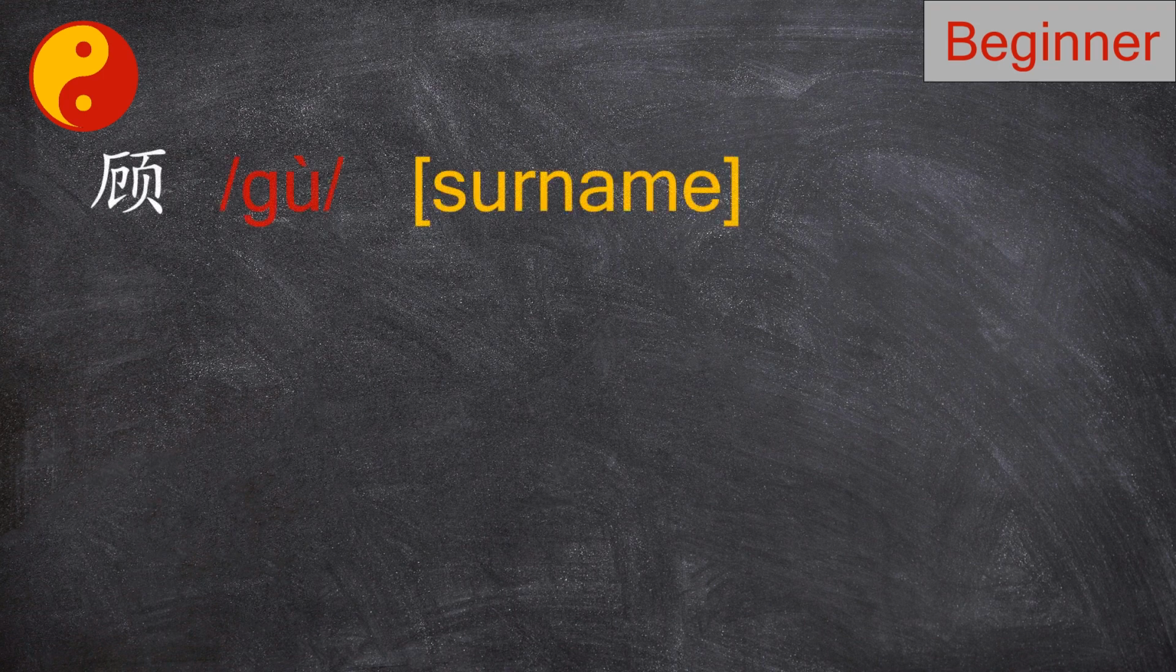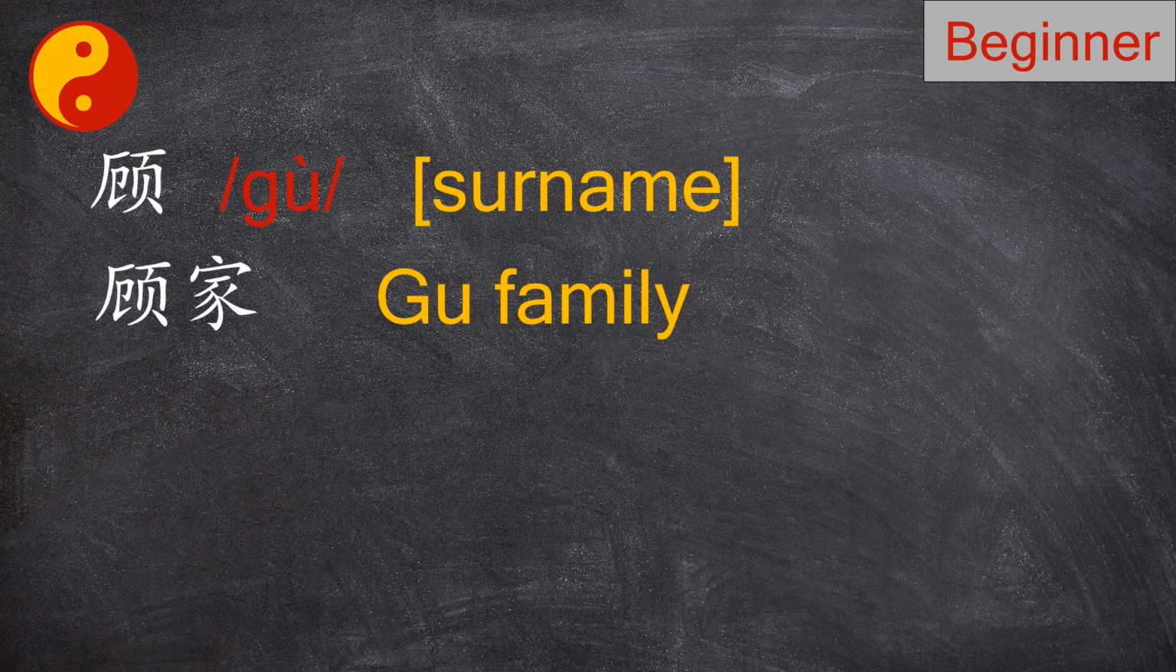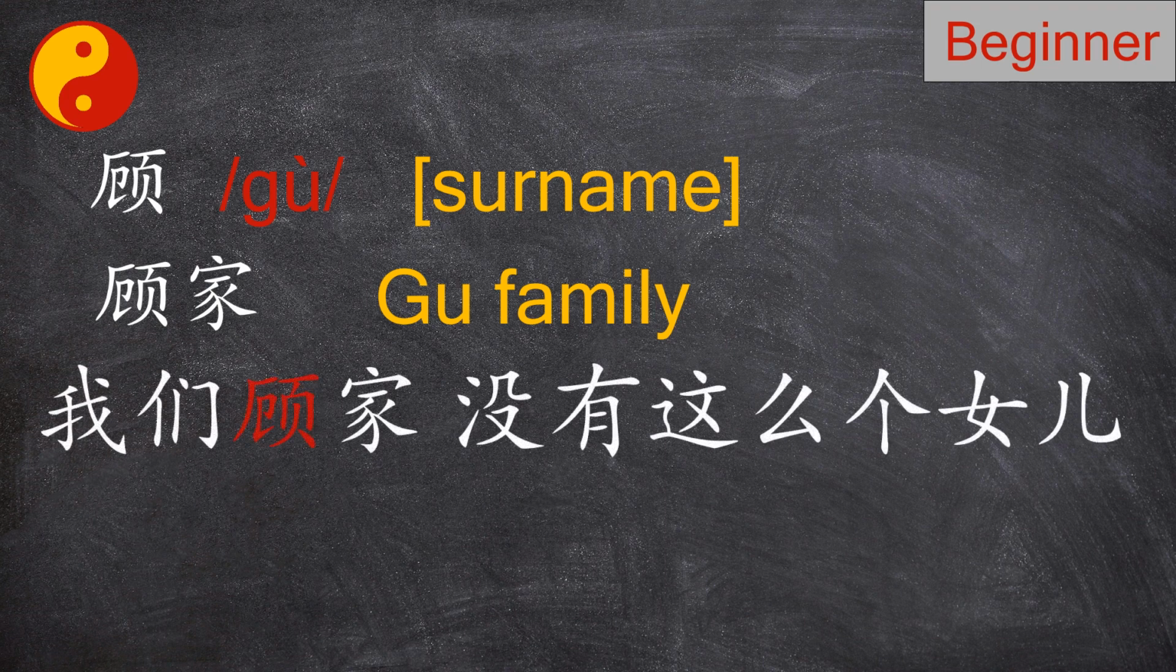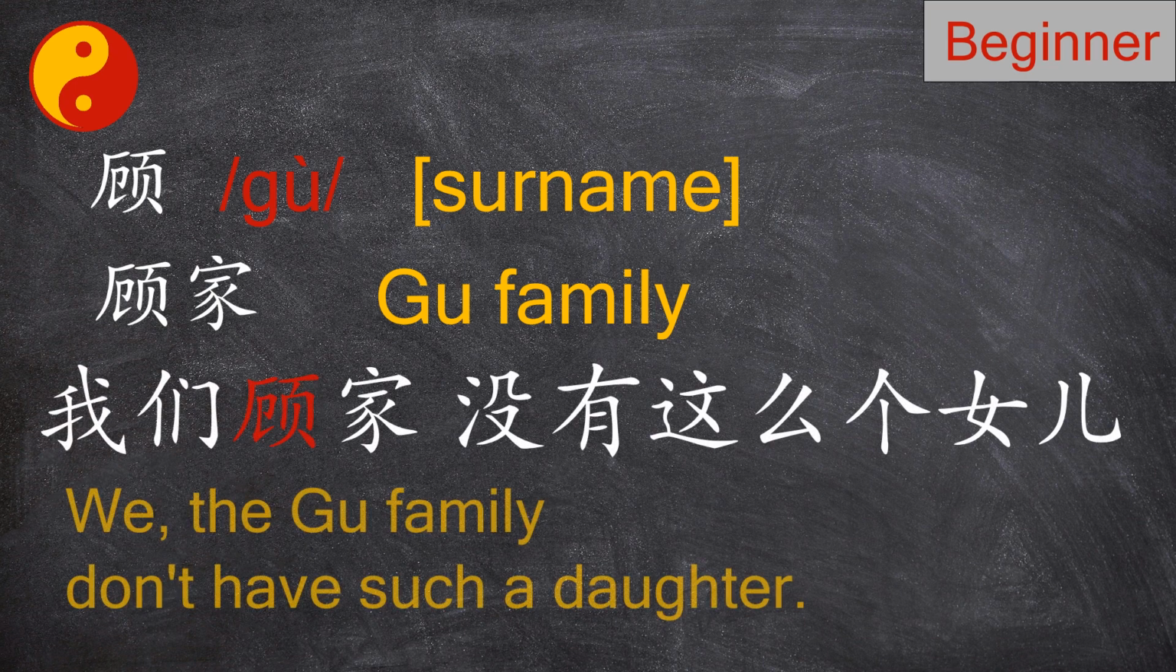Gu is a surname in Chinese. So, Gu Jia means Gu family. In the video, the man says, 我们顾家没有这么个女儿. Literally, it means we, the Gu family, don't have such a daughter.